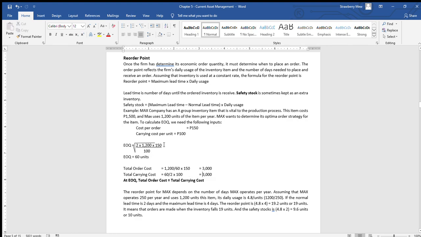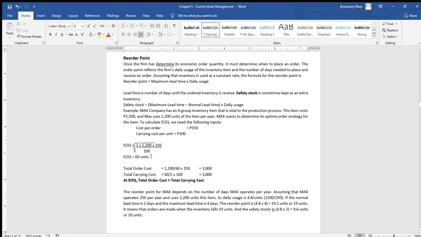Okay, so, it means that kapag nag-order tayo ng 60 units per order, ang total order cost natin for the year will be 3,000, while the total carrying cost natin for the year will be 3,000. So, the total cost now of handling the inventory is 6,000 pesos.